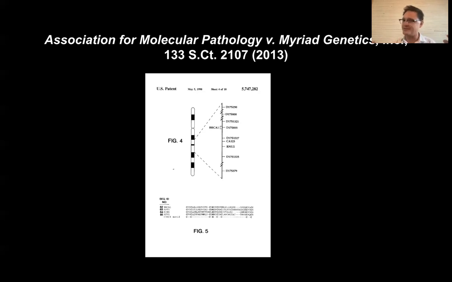Now, that makes some kind of formal sense in the logic of the law. A lot of scientists think it doesn't make practical sense in terms of how things actually work in the laboratory, and that the RNA sequence and the DNA sequence are essentially the same thing. So saying you can patent one but not the other is kind of incoherent.